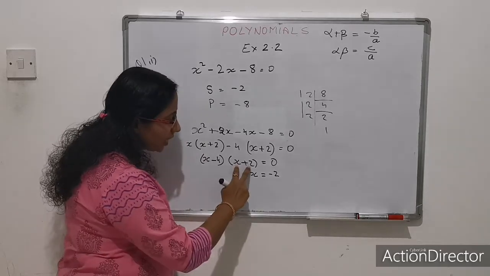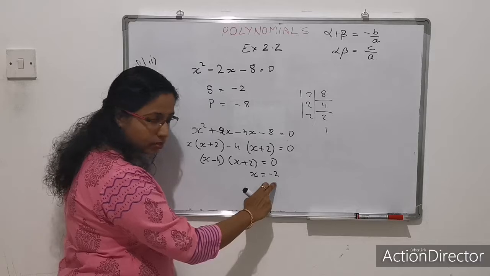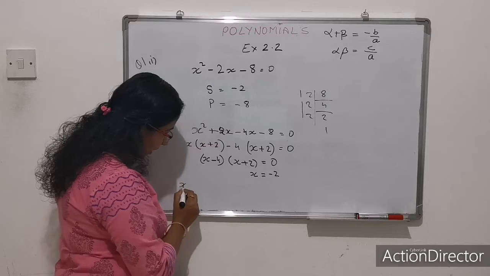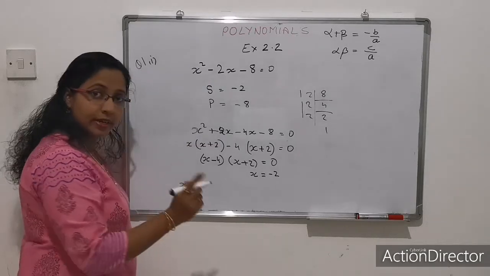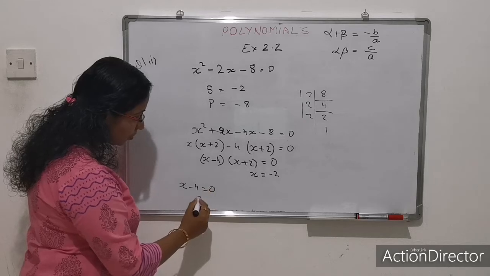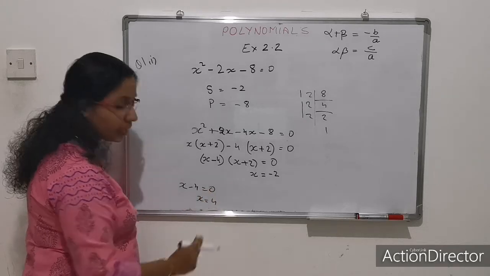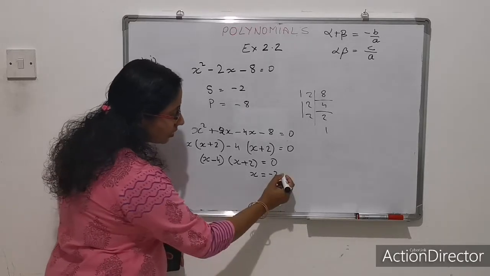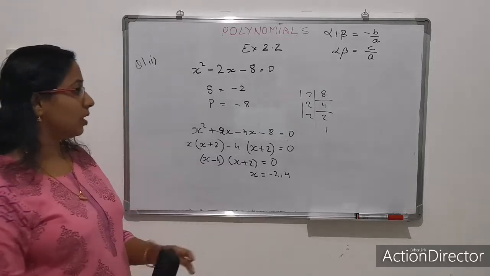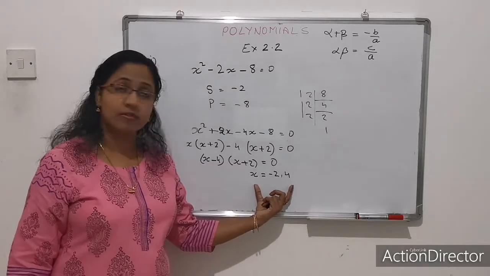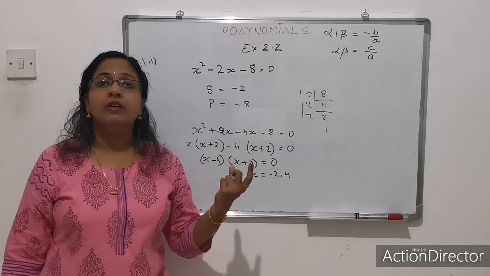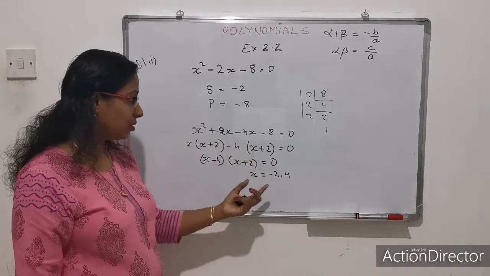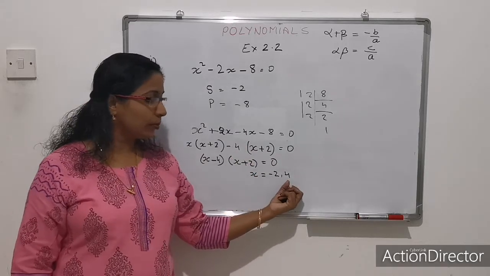So when we are taking x plus 2 as 0, x is equal to minus 2. And when we are taking x minus 4 as 0, x minus 4 is equal to 0, so x is equal to, this minus 4 goes over here and it becomes plus 4. So we get the roots of this equation. The zeros of this equation are x is equal to minus 2 and 4. Clear? This is the process. x is equal to minus 2, 4.